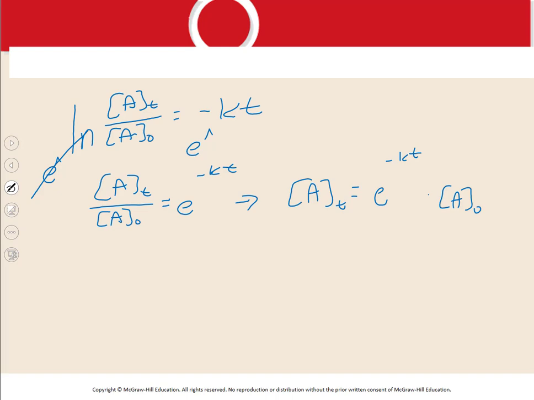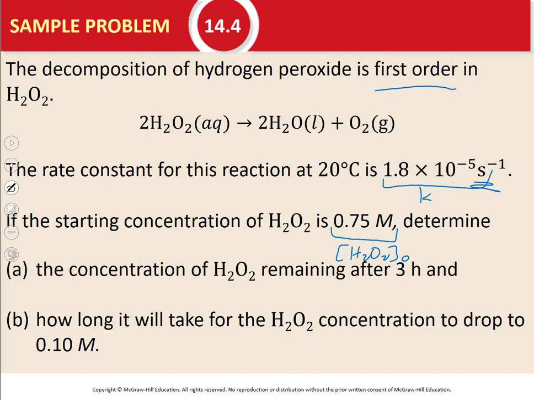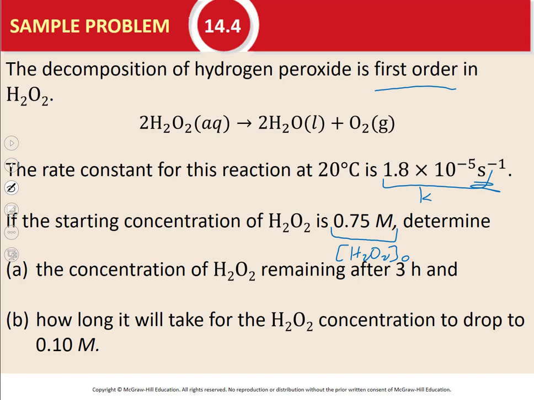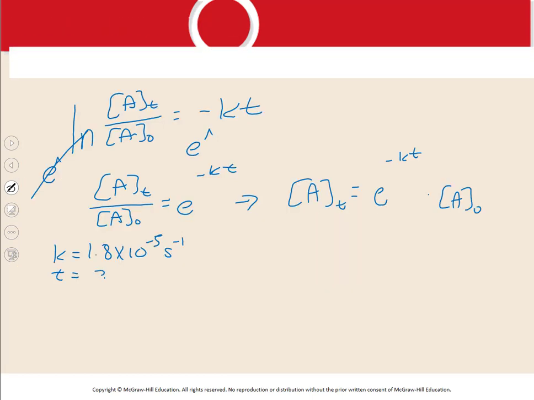So looking back to our problem, what is the value of k? 1.8 times 10 to the negative fifth reciprocal seconds. What is t, our time, going to be for part A? We're given 3 hours, but why do we need that in seconds? Because k is in reciprocal seconds, and we have k times t.